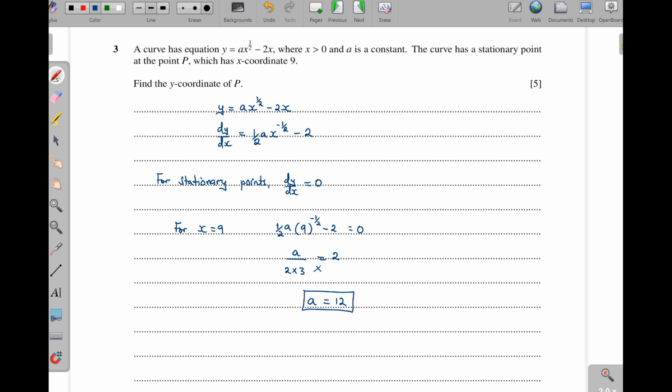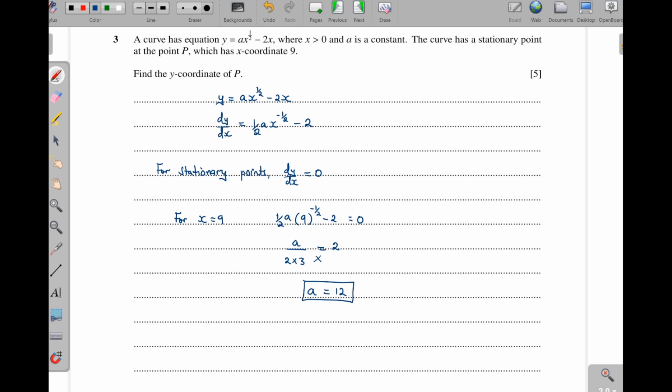After getting that, then what is the y coordinate? So therefore y is going to be a, which is 12, then x, remember, is 9, so the square root of 9, then minus 2 times x, which is a 9. So this one will be 3 times 12, that will be 36, then 36 minus 18, that will be 18, not so. So y then becomes 18, as simple as that.